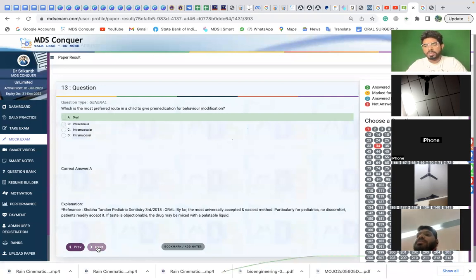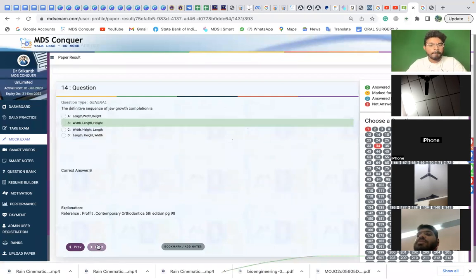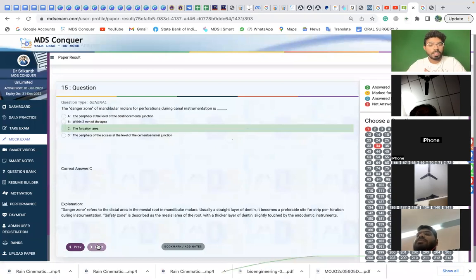Preferable route of behavior management. Anywhere, for a child, the most preferable route is the oral route. Easy question. This is ortho. I don't know how many of you are perfect, but as it is an ortho question, I'm not considering it as easy because I am very, very liberal in counting the minimum number of right answers you should get. So this is also a very easy question if you're done with ortho. If you're not done with ortho, then it's going to come in either column 3 or column 4. Danger zone, easy.